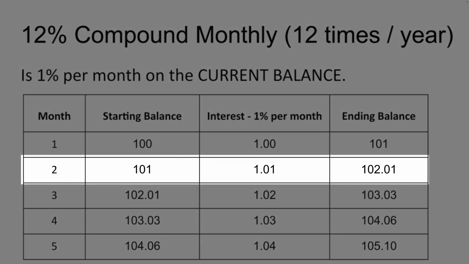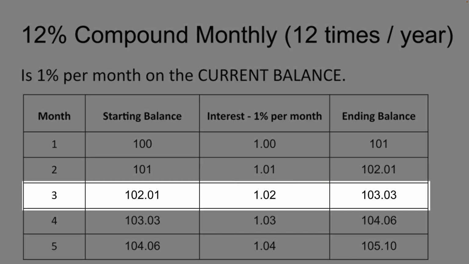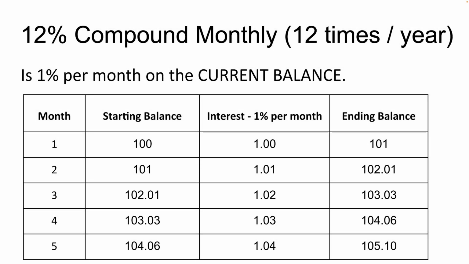But the second month earns 1% interest on the $101. That would be $1.01 interest, giving us $102.01 at the end of the second month. And then, of course, we have $102.01 as our starting balance on the third month. It earns $1.02 interest, giving us an ending balance of $103.03, so on and so forth.